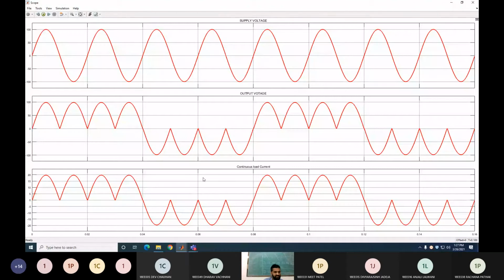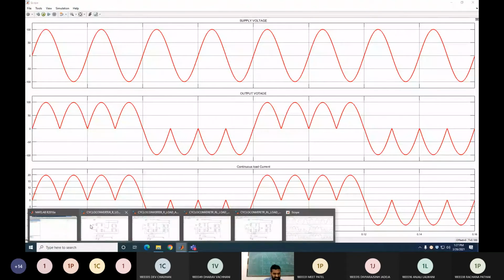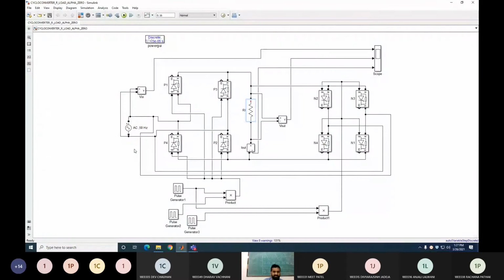So this is a simulation of a step down cycloconverter, single phase to single phase, bridge type, for resistive load and alpha 0. Here we take alpha 0. Clear? But suppose if you require to control the magnitude of voltage, then you can also change the firing delay.